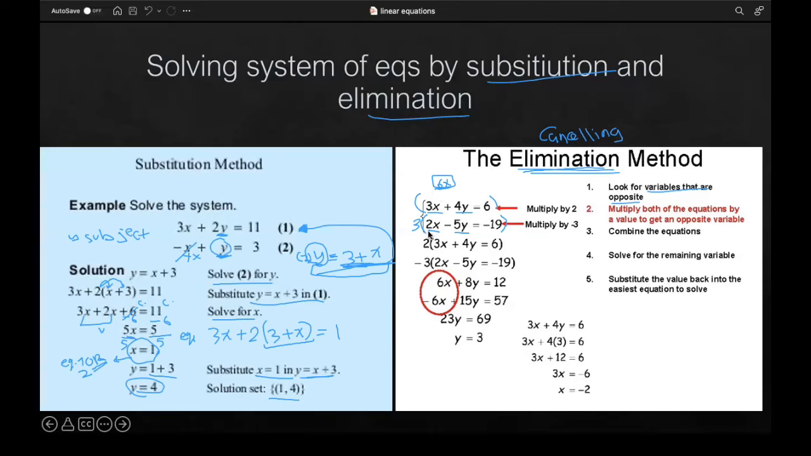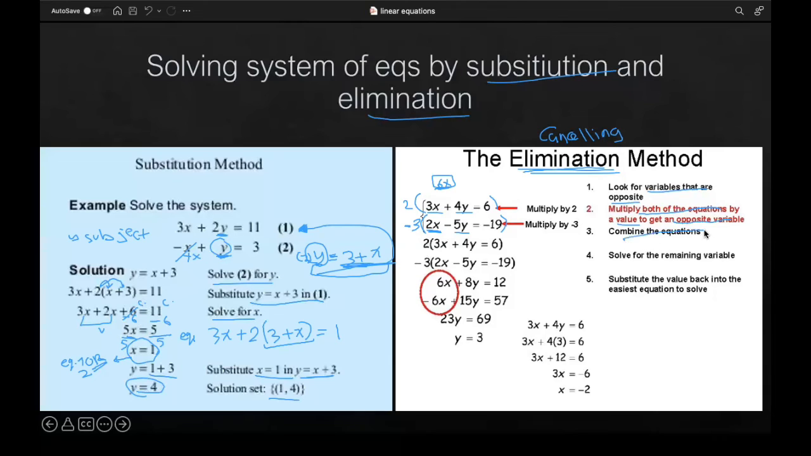As we said, we cannot only multiply this number or constant. We will multiply the whole equation, both sides, by 3. And here we will multiply by 2. Now, in order for them to cancel out, we need to make one of them a negative. So we will put a negative next to the 3. We can also do it for the 2, but let's just do it for the 3. This is the step that's solved here. So multiply both equations by a value to get an opposite variable.